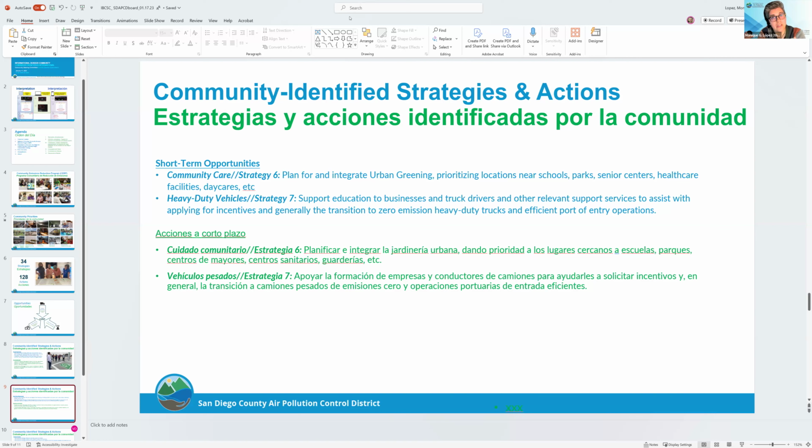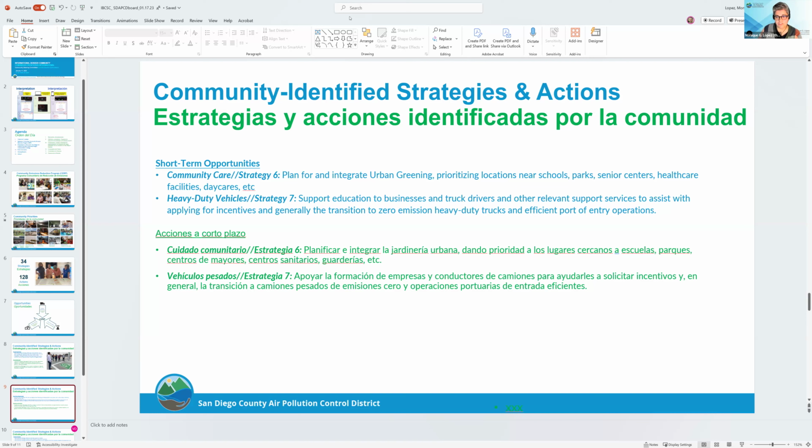The other thing too, in regards to that, is I think that there's some changes happening in terms of what APCD incentive funding received by the state of California can be used towards. I think that's also going to include in the next round urban greening opportunities. So we'll need to look more closely into that, but there might be an opportunity to look at incentive funding to be used for urban greening projects as well. So we'd want to look more into that, but that's another potential opportunity that we can start to work on as well. The second thing listed here is support education to businesses and truck drivers.